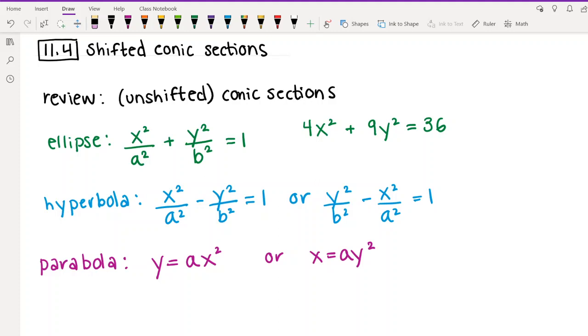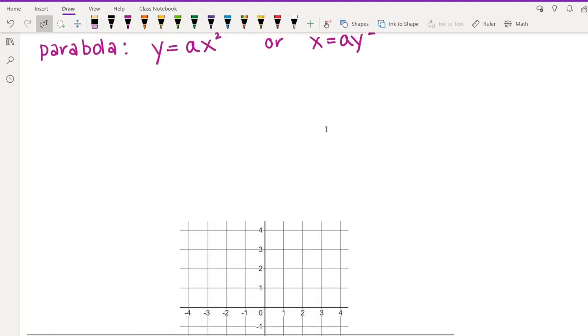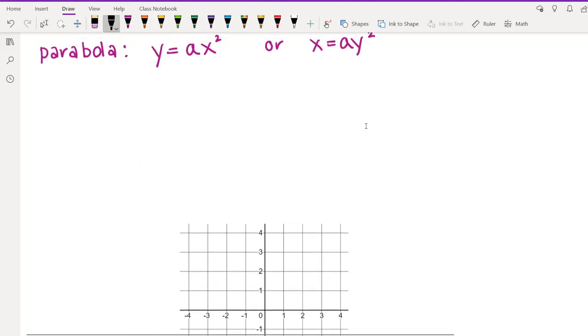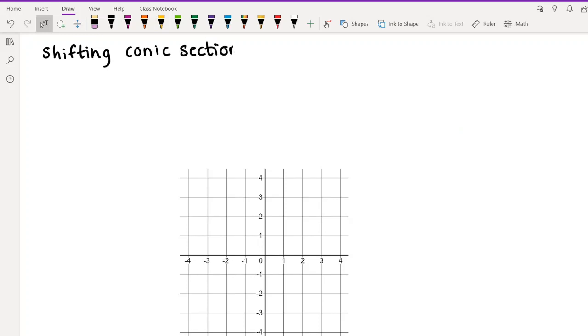Okay, so to get into shifting conic sections, I want to start with an example that you probably are already familiar with, or hopefully you remember from 141. So shifting conic sections. I want to start with an example of a circle, which technically is a type of ellipse. It's just an ellipse that hasn't been stretched horizontally or vertically.